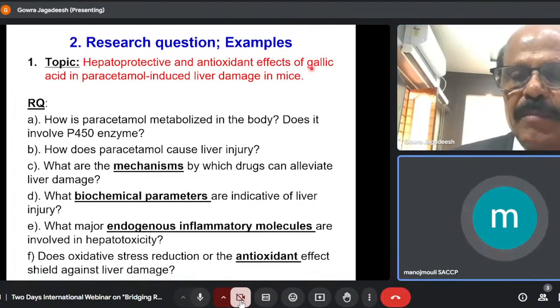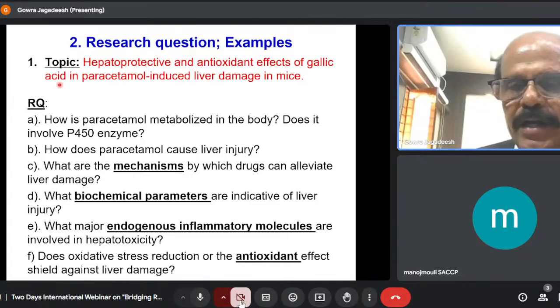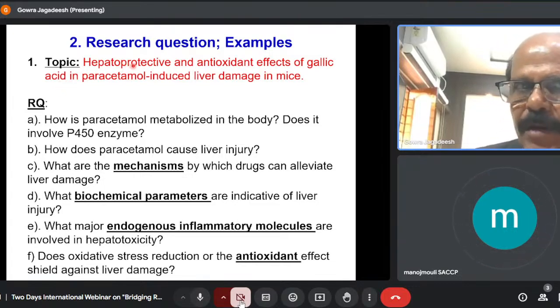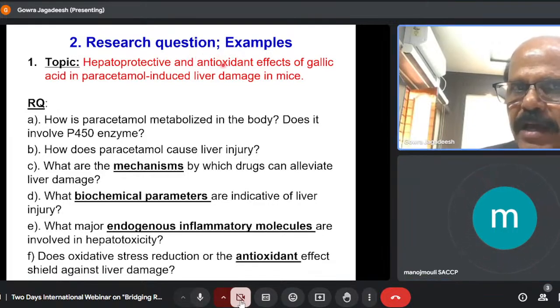Now here, the main drug, the active pharmaceutical ingredient, is gallic acid. From the literature, the student understands that it has a hepatoprotective effect, but its mechanism is possibly by the antioxidant mechanism. So the main target is to see the hepatoprotective effect of this chemical, gallic acid. It's just a chemical. It is not a drug. And the mechanism is antioxidant.